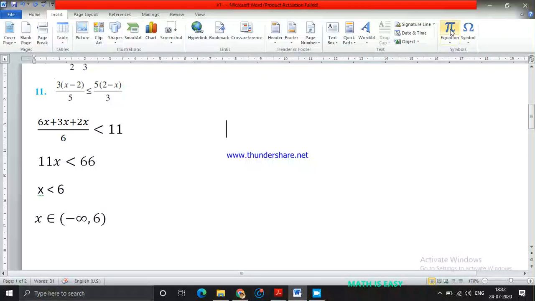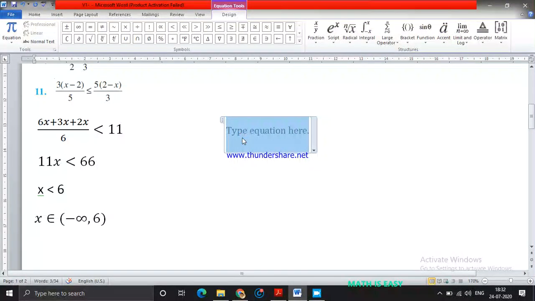Now if I go for the solution of the 11th question, first send 3 this side and 5 this side, like multiplying with 3 and 5 on both sides. You will get 9 into x minus 2 is less than or equal to 25 into 2 minus x.